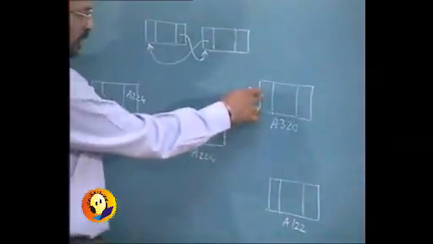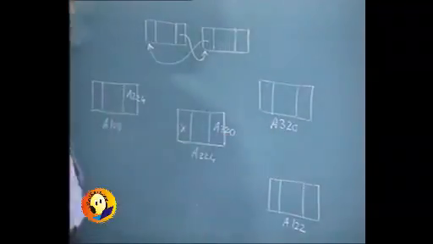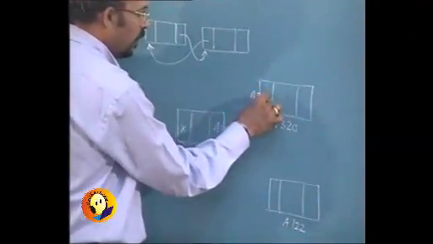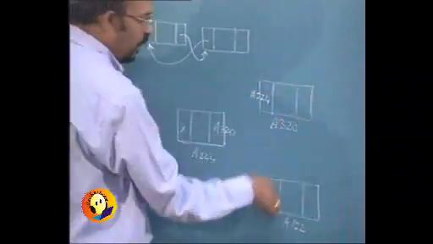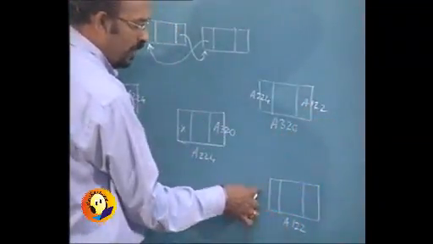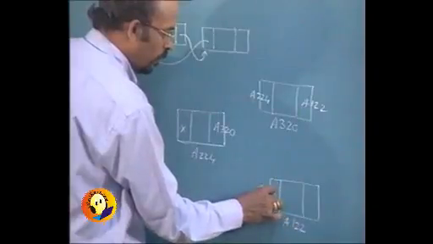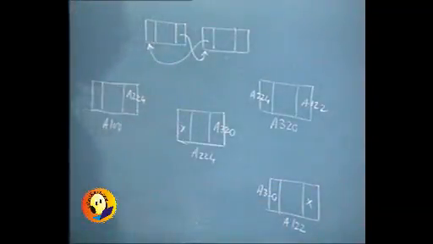Suppose the second node is this, so iska next will contain the address of next node A320. Iska previous will contain the address of the previous node A224. Iska next will contain the address A122. 122's previous will contain this address A320, and next is none. This is how it will be linked internally.